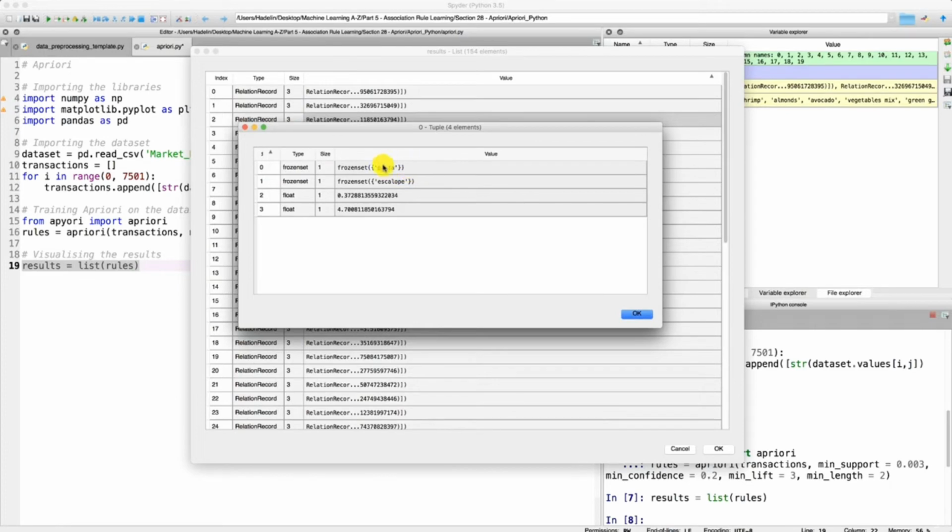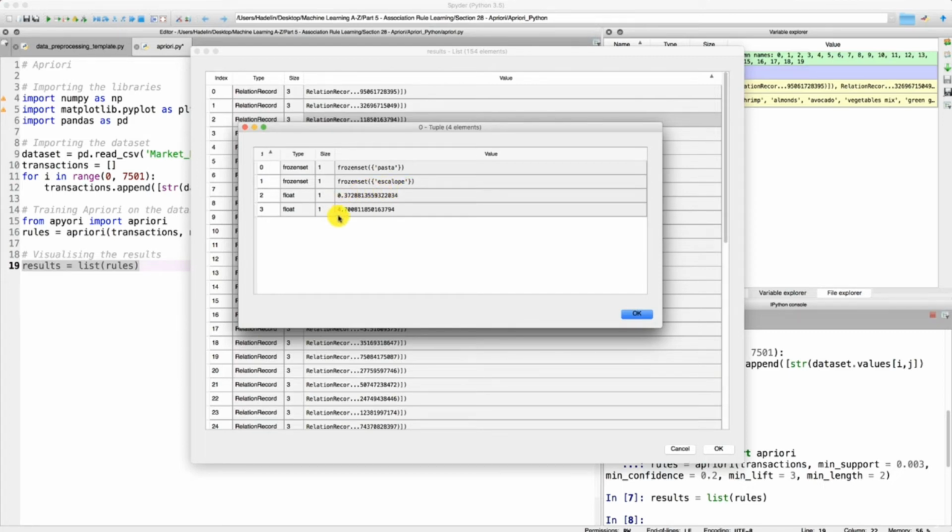All right, here we go. So left-hand side of the rule, pasta, right-hand side of the rule, escalope, and we have a confidence of 37%, which means that if French people buy pasta, then they have 37% chance of buying escalope as well. That is, if people buy pasta, then they will buy escalope in 37% of the cases, 37% of the time. Okay?